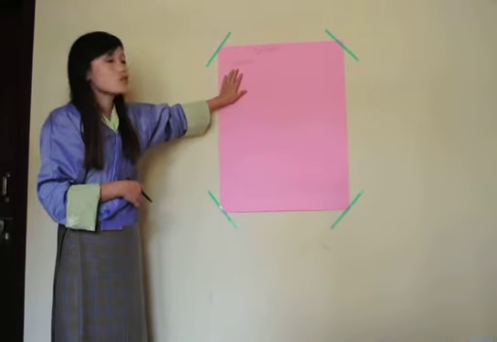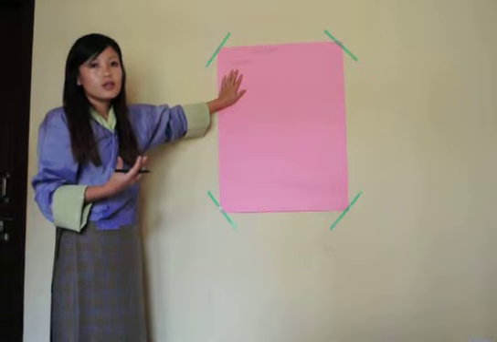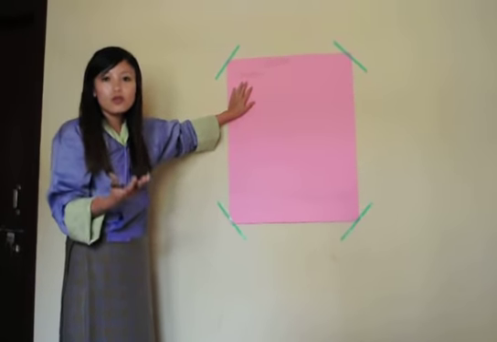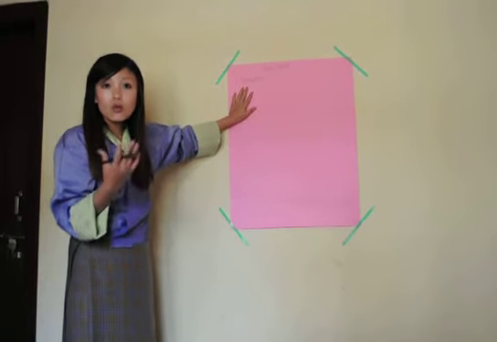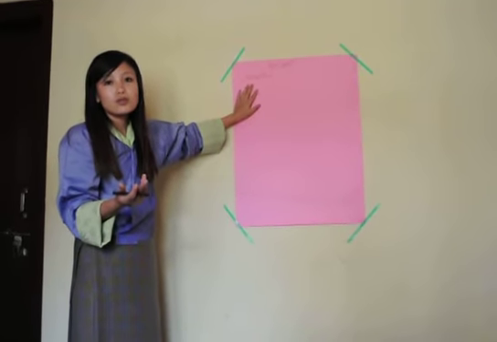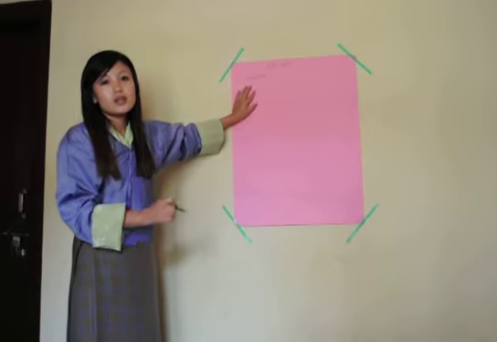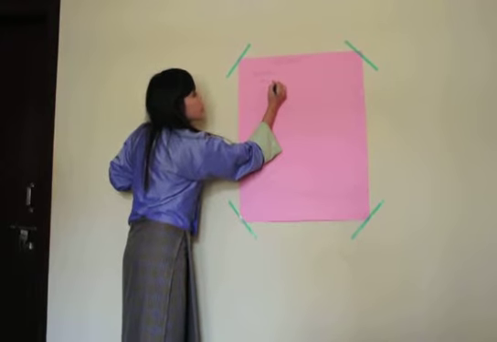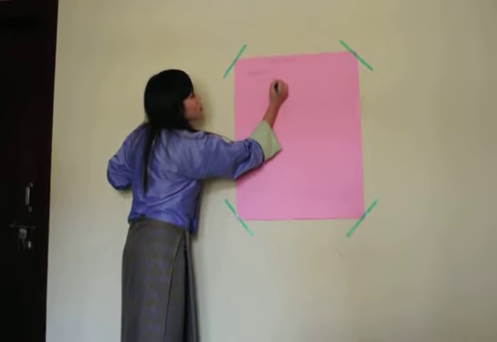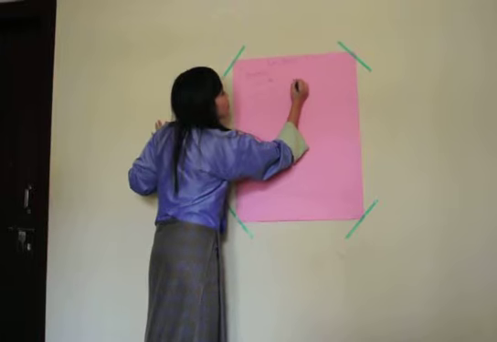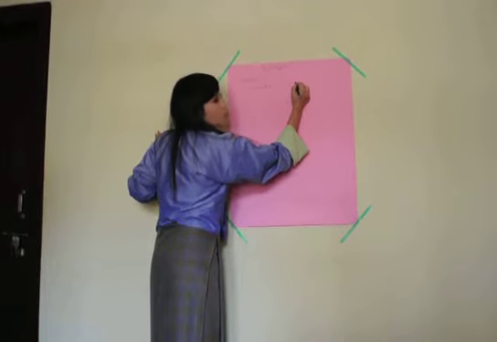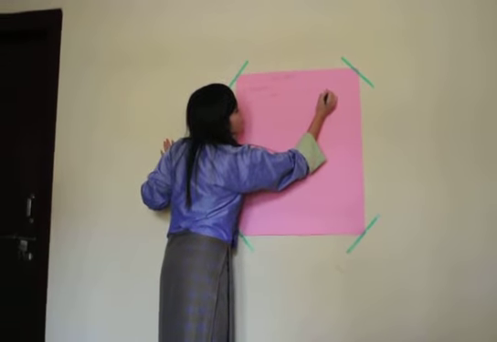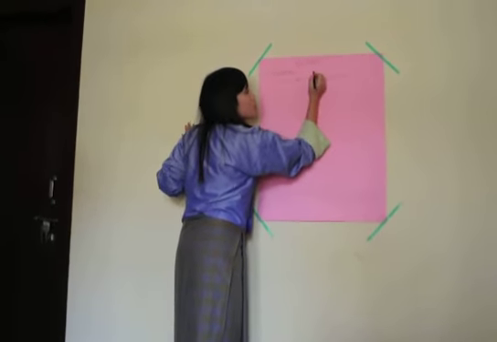Now, photosynthesis is a process in which a green plant prepares its own food in presence of chlorophyll using carbon dioxide, water and sunlight through a series of chemical reactions, and the equation goes like this. 6 molecules of carbon dioxide and 6 molecules of water, in presence of sunlight, give a carbohydrate and 6 molecules of oxygen.